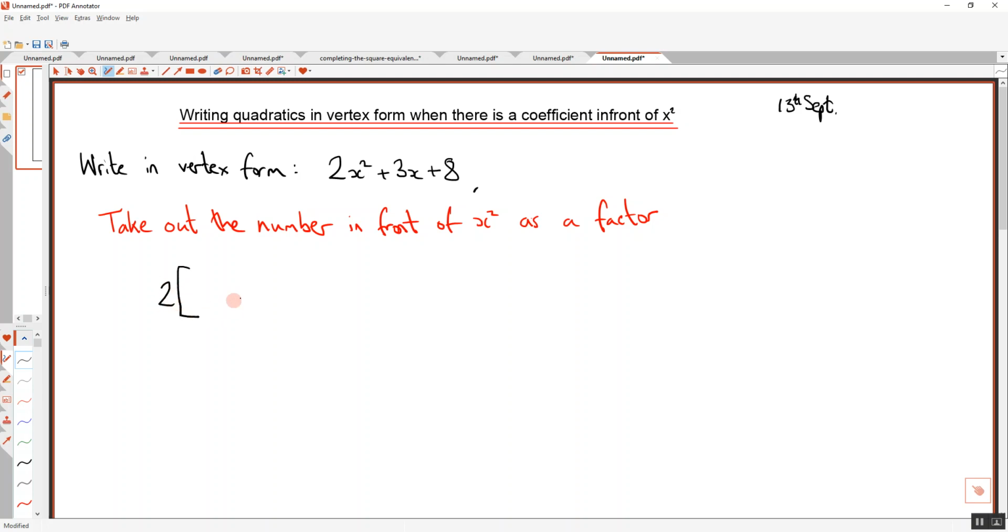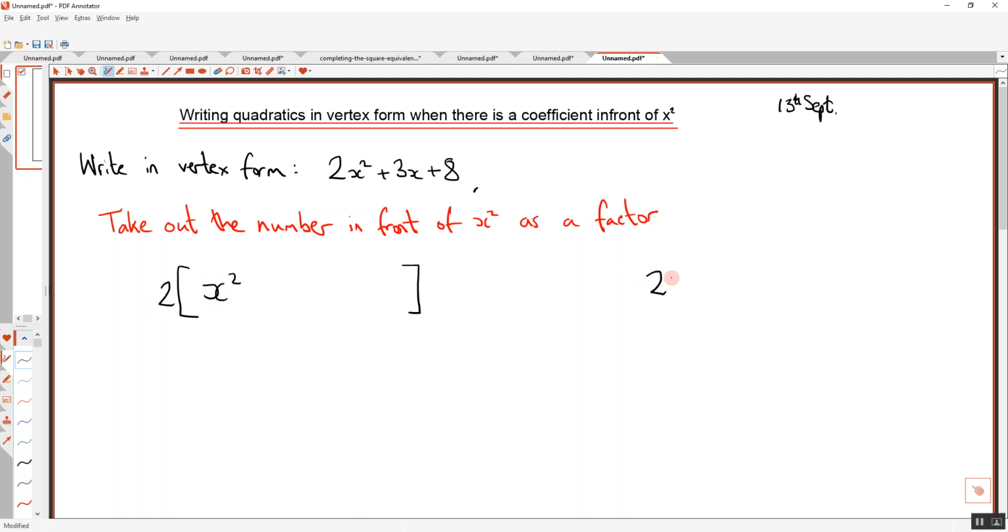So this is where you really need to be good at either using your calculator or fractions. So I'm going to take 2 outside as a factor of all of this. Think to yourself: 2 multiplied by what gives me 2x squared? 2 multiplied by x squared. Right, so the first term in here is x squared.